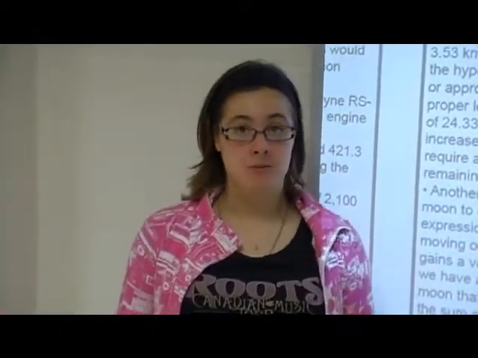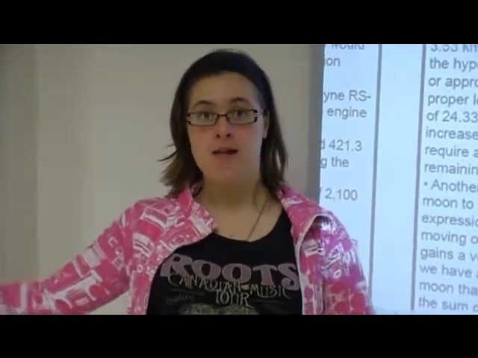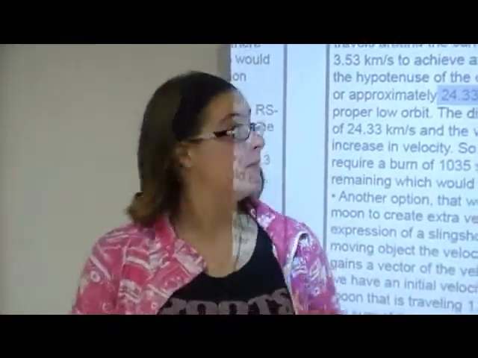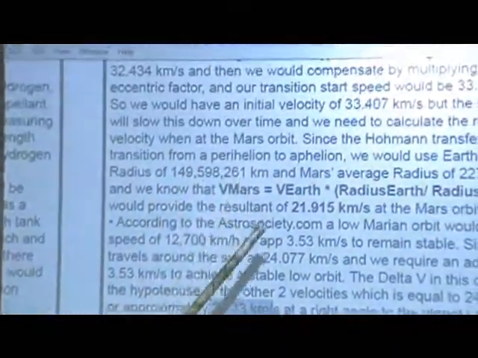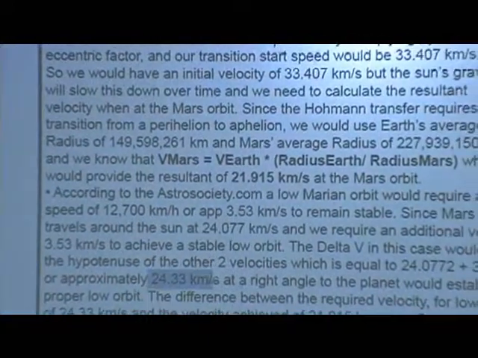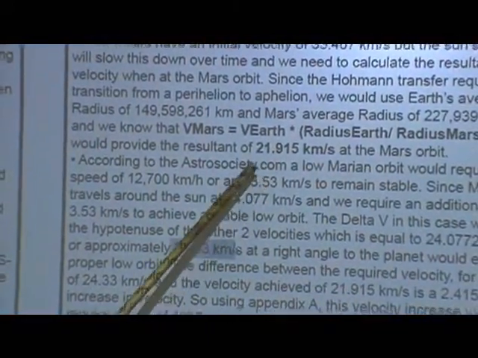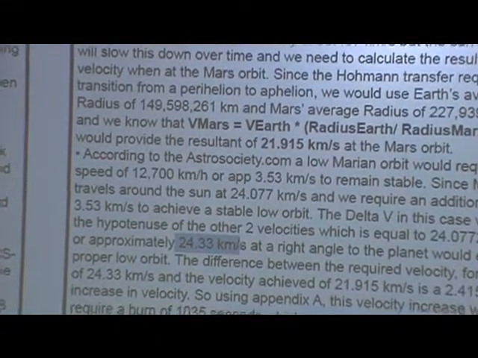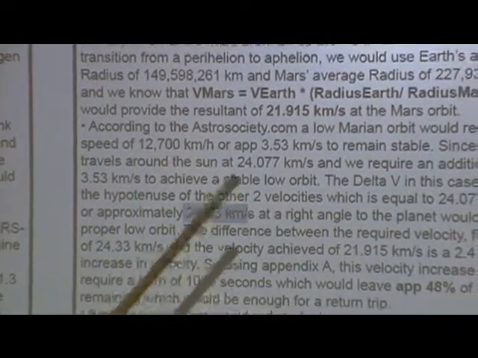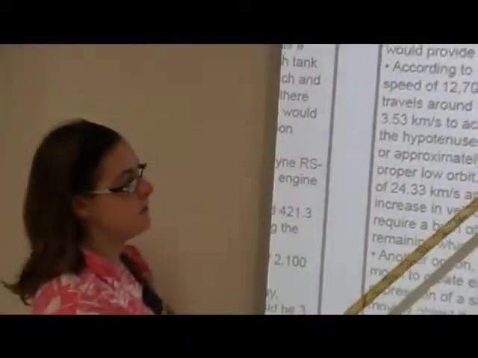And despite popular belief, your velocity isn't the same, because as you get farther away, the sun's gravity wants to pull you back in, so therefore you're decelerating. To calculate this, you use v Mars equals v Earth times the radius of Earth divided by the radius of Mars, which gives me, using my numbers, 21.915 kilometers per second at Mars's orbit. Actually, to achieve a low Martian orbit, I needed an additional 3.53 kilometers per second.